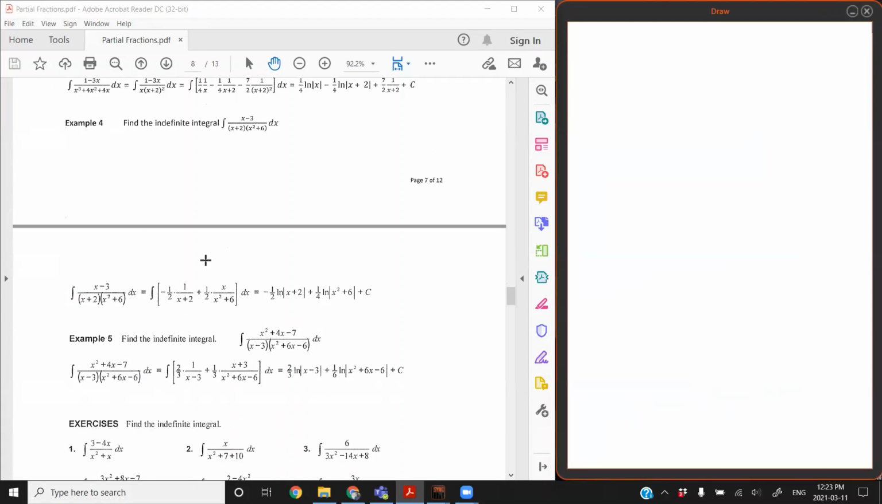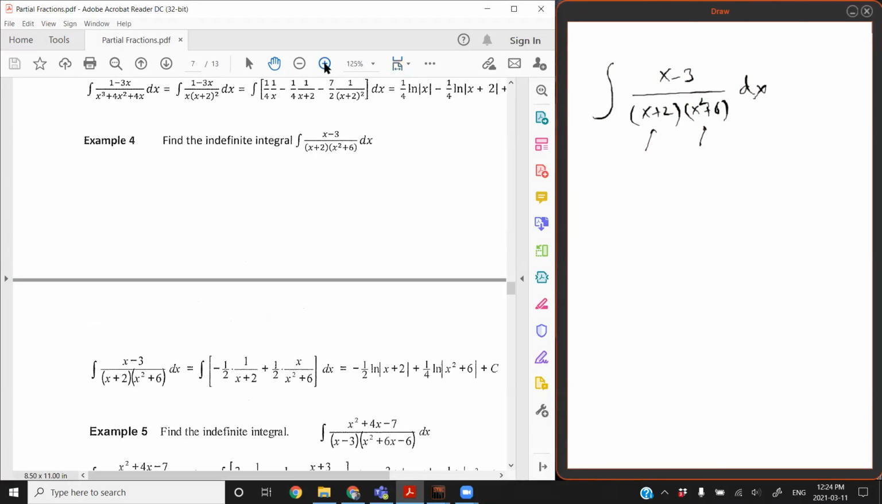Okay, next example. This is actually case 3. We have the antiderivative of (x minus 3) over (x plus 2) times (x squared plus 6). How do I know it's case 3? Because I have a combination of a linear factor, the x plus 2, and a quadratic one, x squared plus 6, which cannot be reduced. The x squared plus 6 cannot be reduced into a product of simpler linear factors.